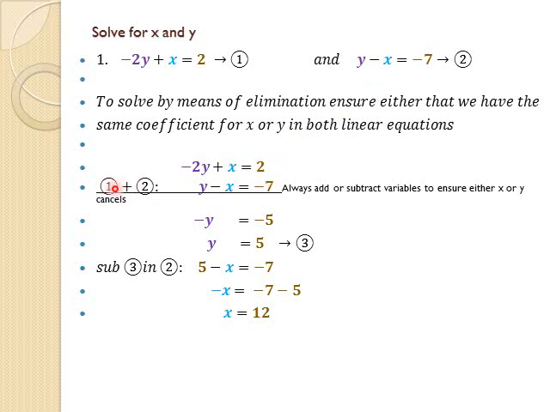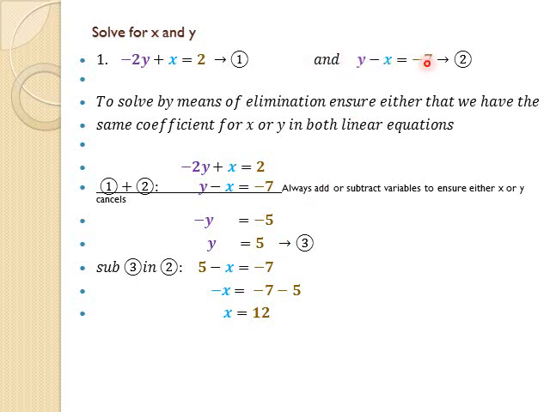If I add 1 and 2, minus 2y plus y gives me minus y. X and minus x cancel, so now I've gotten rid of one of my unknowns. And 2 plus negative 7 gives me negative 5. Divide by a negative, and that simply becomes y equal to 5. Now knowing that y is 5, I can substitute in either one and find x.